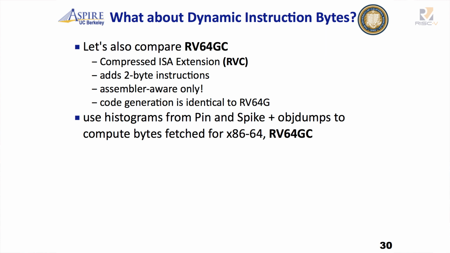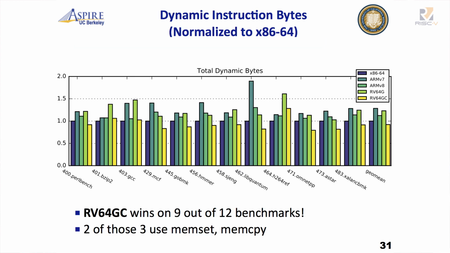And we'll look at the histograms to count how much they were fetching. And what we find out is that with the compressed ISA extension, RISC-V wins on 9 out of the 12 benchmarks in terms of the raw instruction bytes per program. And 2 of those 3 are the memset and the memcpy that we talked about. I don't know about you, but that's really impressive to me. And this is particularly interesting because in 64-bit land, there are even fewer compressed ISAs to compare against.